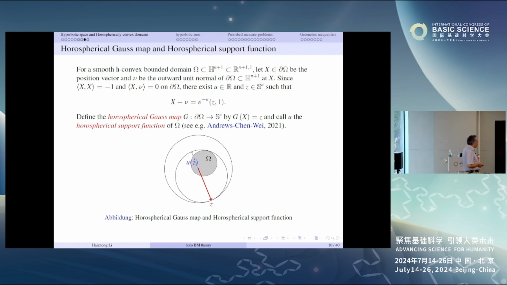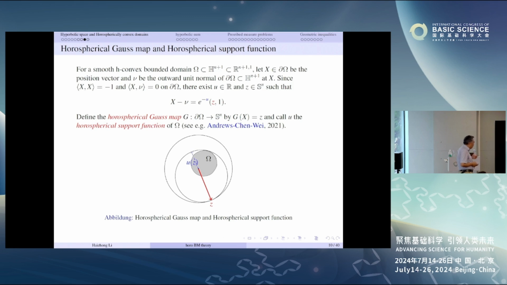Then from this identity, we can define two concepts. One is z, the other is u. We call z, because X minus ν is light-like, the length of z is equal to 1, so z belongs to the unit sphere. We can also define u. We call u the horospherical support function. This support function is different from before, for studying hypersurfaces in hyperbolic space. So two concepts come out. One is z: given one point X on the boundary of omega, we can define z. We also use this identity to define u, the horospherical support function. These two concepts are essential in our study.